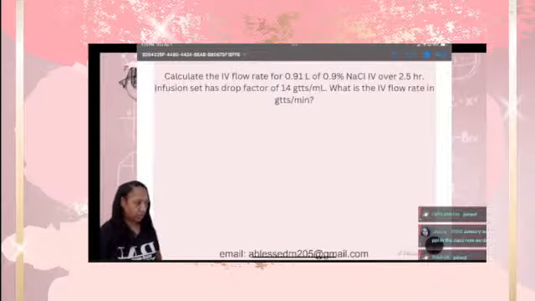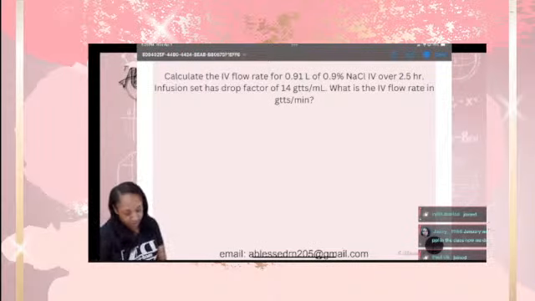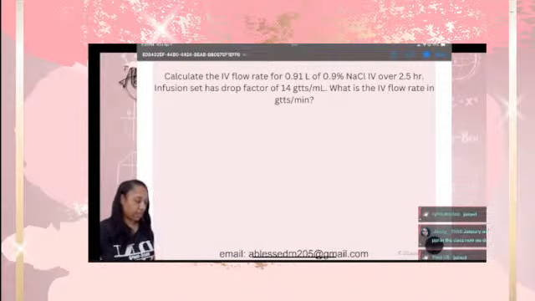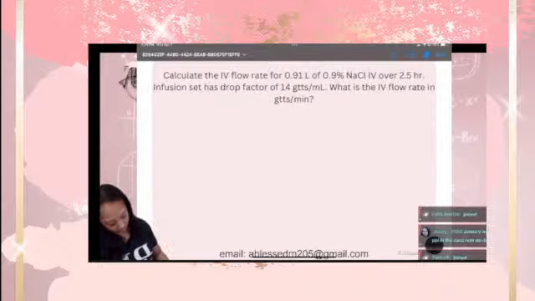This is a real weird looking one, but okay, we'll do it. Calculate the IV flow rate for 0.9 liters of normal saline over 2.5 hours. The infusion set has a drop factor of 14 drops per milliliter. What is the IV flow rate in drops per minute? Our goal, drops per minute.